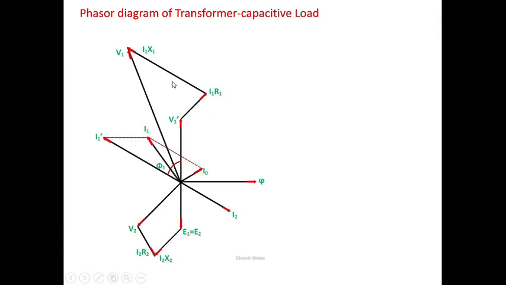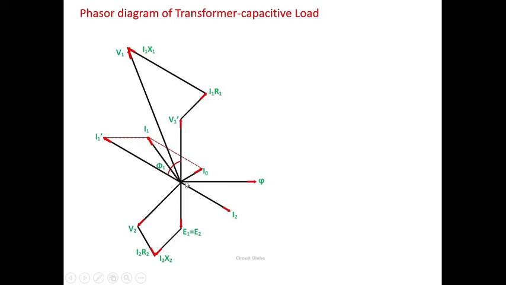Now we can see the phasor diagram of the transformer for capacitive load. Similarly, like the one we have drawn for inductive load, we can draw for capacitive load also. Phi we have to draw. Then E1 and E2 we have to draw vertically at 90 degrees. V1 dash we have to draw opposite to E1. Then how do we draw I2? It is a capacitive load, so it is leading. So I2 will be like this: if V2 is like this, I2 will be leading like this.